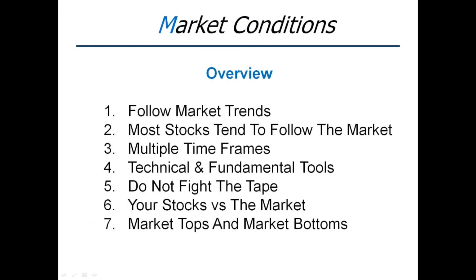So without further ado, let's take a look at the M in DAMP, which is market conditions. There are 7 sections we're going to be talking about tonight. Number 1, we follow market trends. It's very important to align yourself with what is actually happening, not what you think will happen. One of our sayings around the office is we trade on what we see happening, not what we think will happen. And that's really, really important.